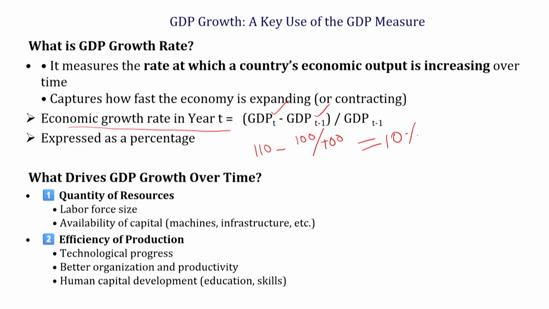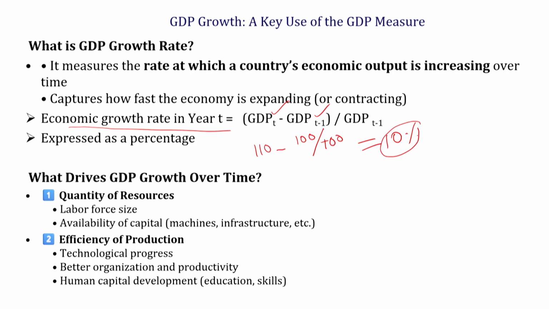This is what we normally report when we say the economic growth rate is 10%. What we actually mean is the growth rate in GDP. So GDP growth rate is synonymous with economic growth rate. The formula is normally expressed as a percentage. So in this example, 10% is the economic growth rate.